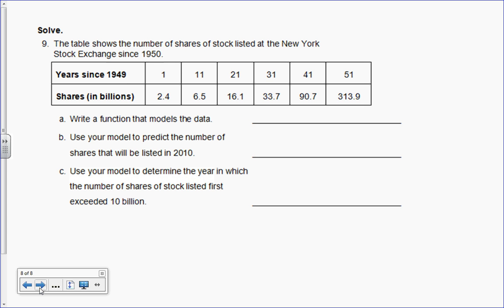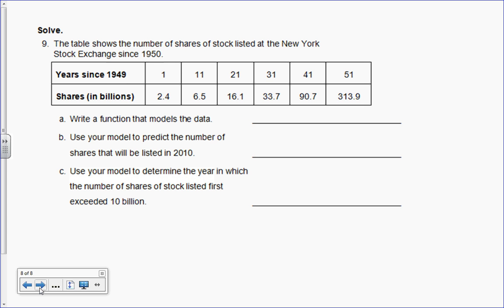I would start by trying to divide. So 313.9 divided by 90.7 is about 3.46. 90.7 divided by 33.7 is about 2.69.